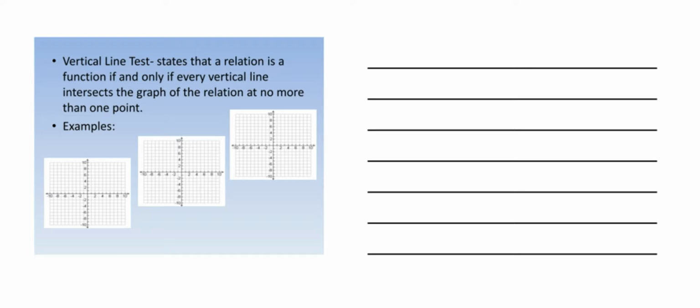Vertical line test. The vertical line test states that a relation is a function if and only if every vertical line intersects the graph of the relation at no more than one point. Once again, the vertical line test states that a relation is a function if and only if every vertical line intersects the graph of the relation at no more than one point.